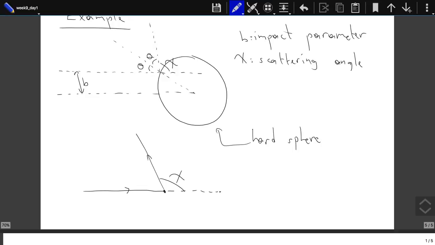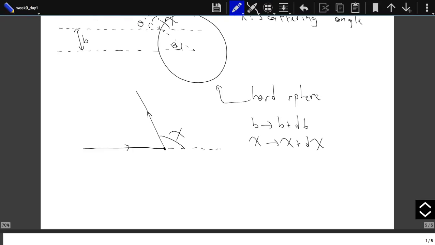Now, what else do we know if, let's say, instead of B, we send it at a distance B plus dB, then chi will change from chi to chi plus d chi. The chi angle will also change slightly. Now, we can also relate this angle chi and B. Let's say this is our angle theta. So theta is nothing but pi over 2 minus chi over 2.